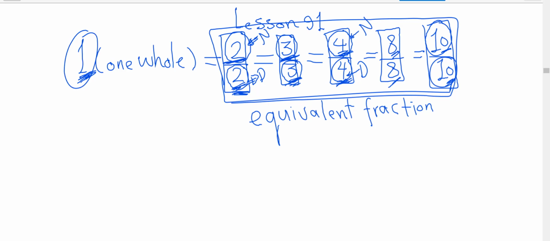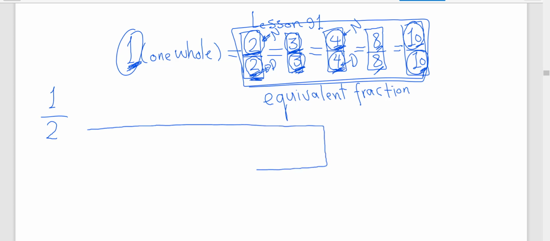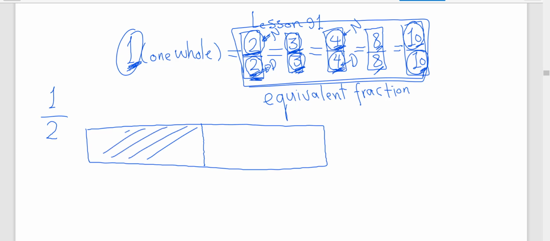Today we are going to get the equivalent fractions to 1/2. We can write it as 1 over 2. Okay, now we have 1/2. To get half, we must divide it into 2 equal parts. One part is called half.